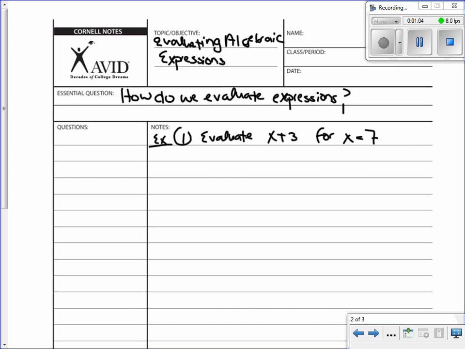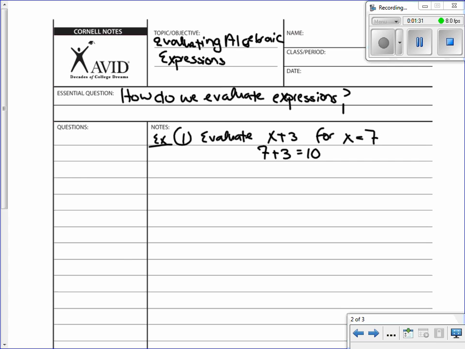Or even think of school, when a teacher is out sick, a substitute will come in place of him or her. So what we're going to do is take out the variable x and substitute it with 7, because that's what it's telling us, that x is equal to 7. So we're going to rewrite the expression as 7 plus 3 and then simplify. 7 plus 3 is equal to 10, so our answer is 10.